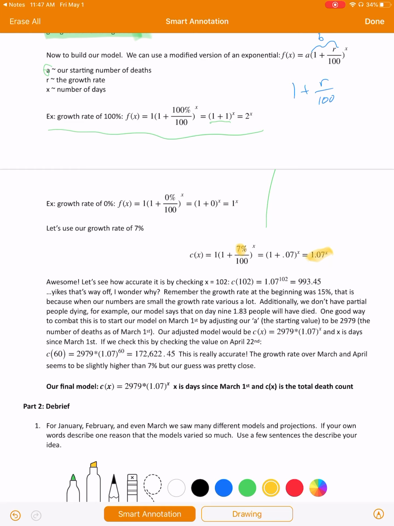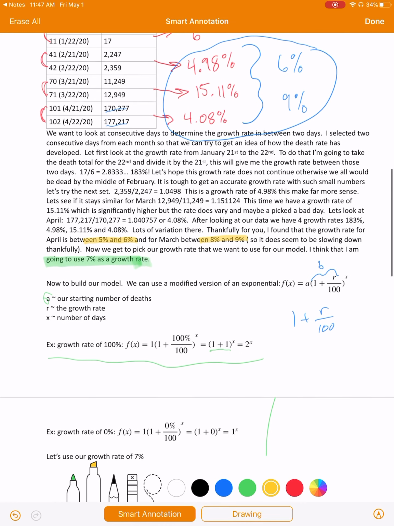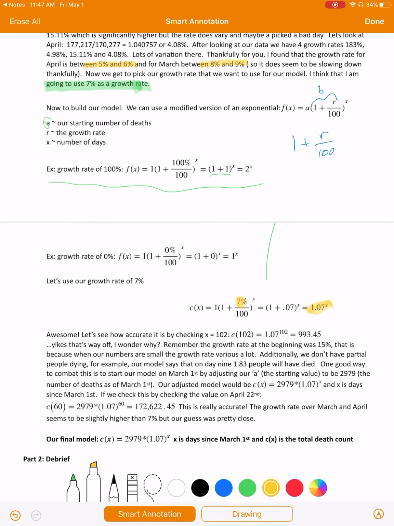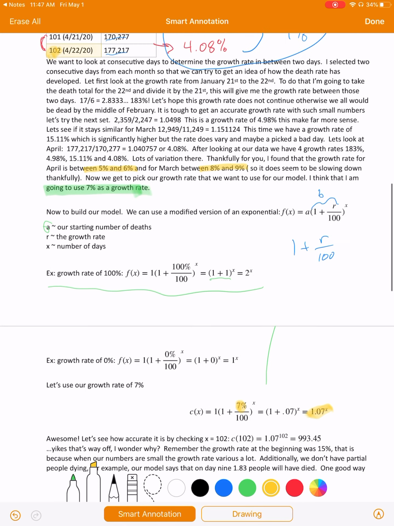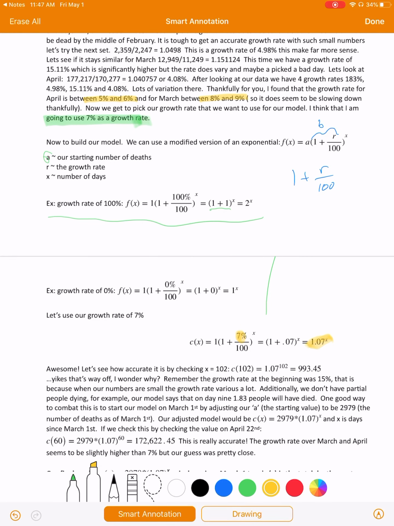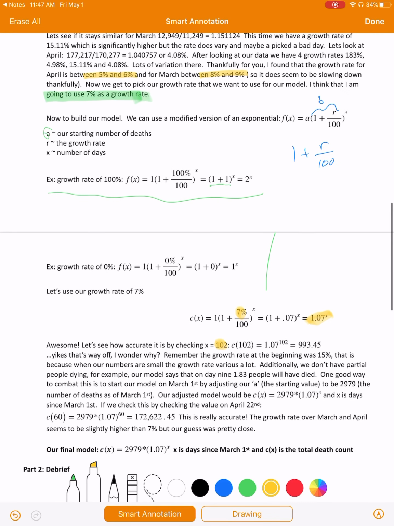Now, it wouldn't be very thorough to make a model and then not test it to see how it works, right? And so we already have data, so we may as well try it out and see how well it fits that data, okay? So on April 22nd, that was day 102. So we're starting the model on January 11th, so we want to plug in day 102, which would be X is 102. So I evaluate that.